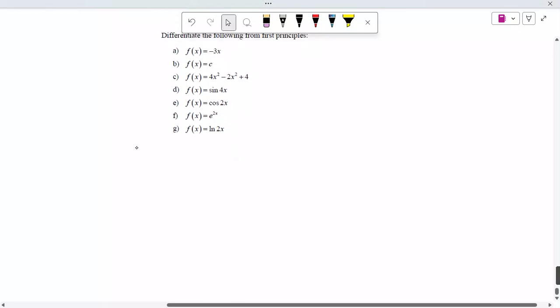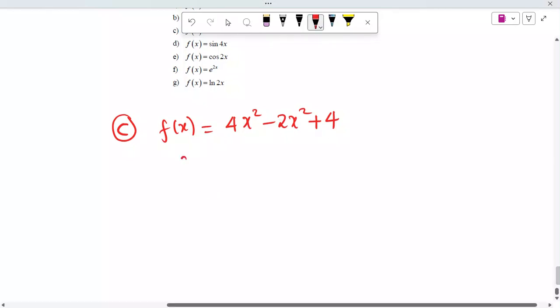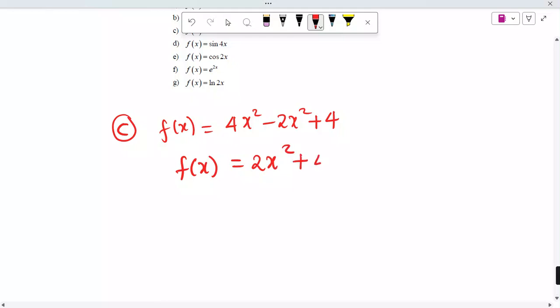Okay, so C, we have f of x equal to 4x squared minus 2x squared plus 4. Okay, so this one can be simplified. We know 4x squared minus 2x squared, they are both squared, so this would be 2x squared plus 4. Okay, so this is our f of x. Yeah, so you can just subtract here. They both have squares, so 4x squared minus 2x squared gives 2x squared.